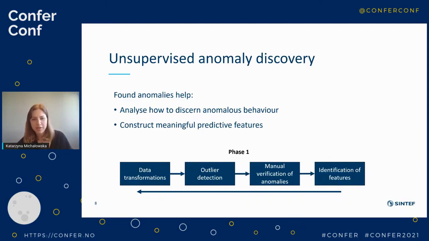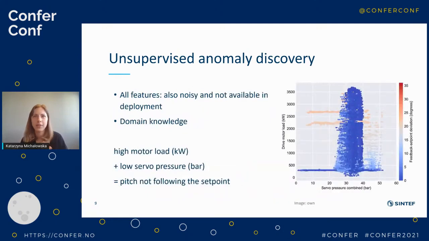So here we have some tips. First of all, it might be tempting to just use the data that will be available in deployment, because we already know that we cannot use all the other variables. But actually, we have all the features, also these noisy ones. And it might be easier to detect some things using these features. So for instance, we have noticed that it's very easy to detect some anomalies by looking at the drive motor load of the thruster and its servo pressures.